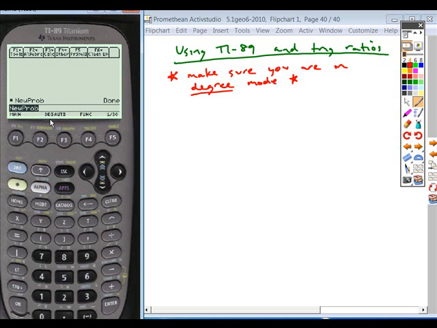Now, if you use a calculator online, I'm not sure how the defaults are for that. I think it's defaulted to degree, but I'm not 100% certain. You're probably not going to use radians until you get into pre-calc or calculus.